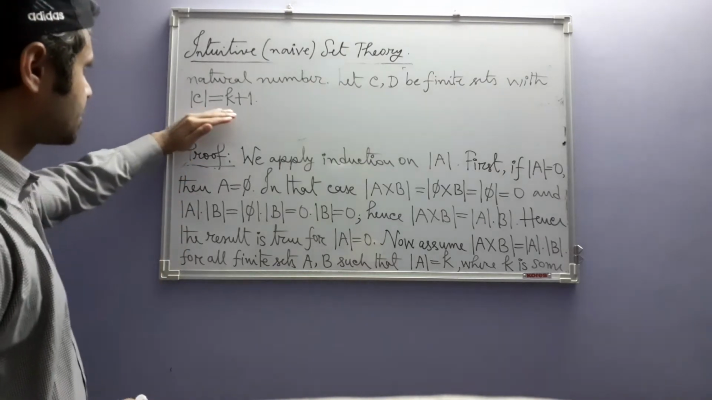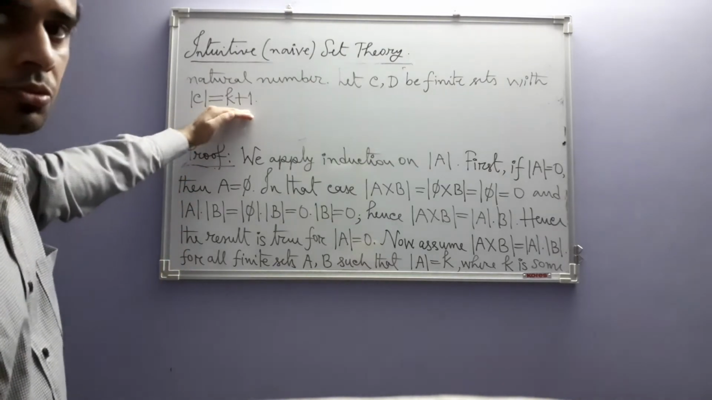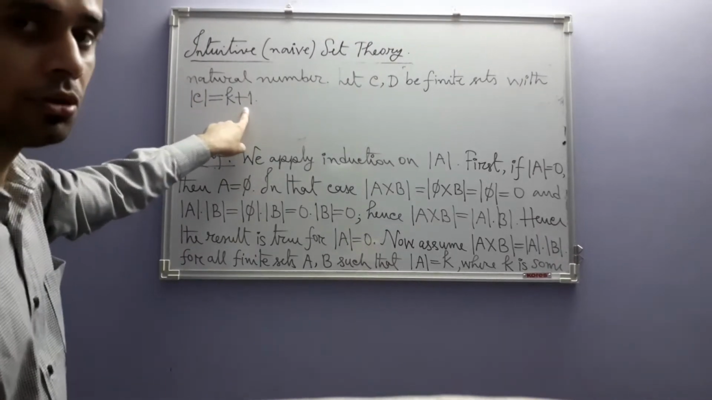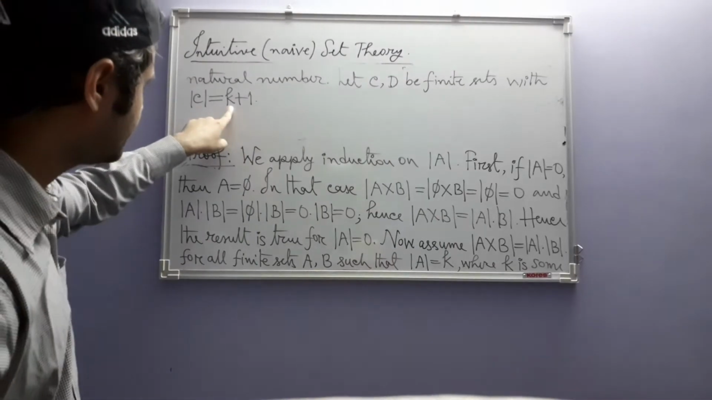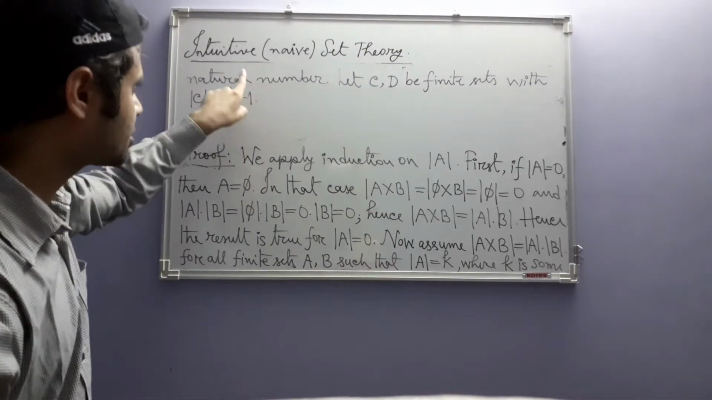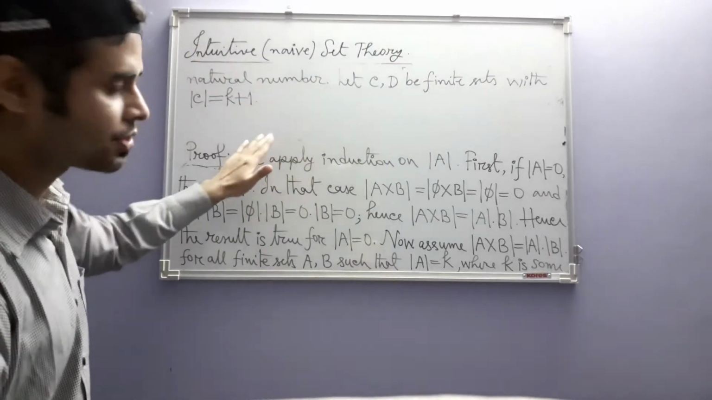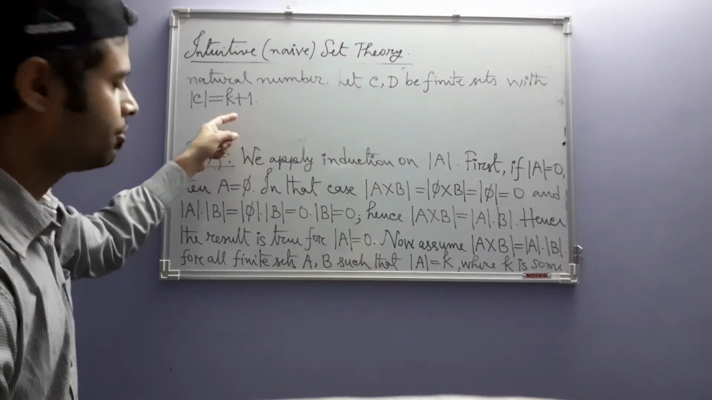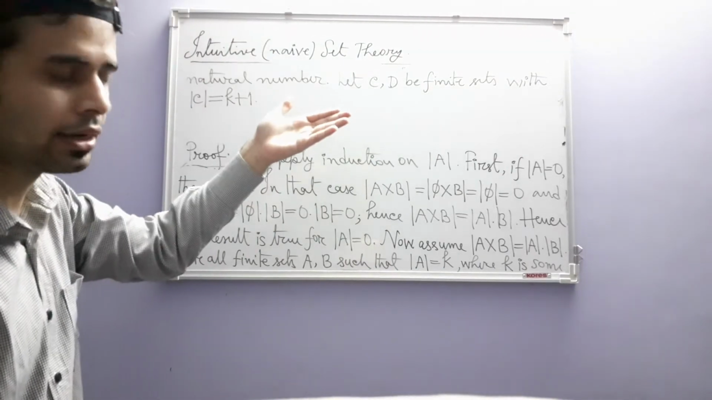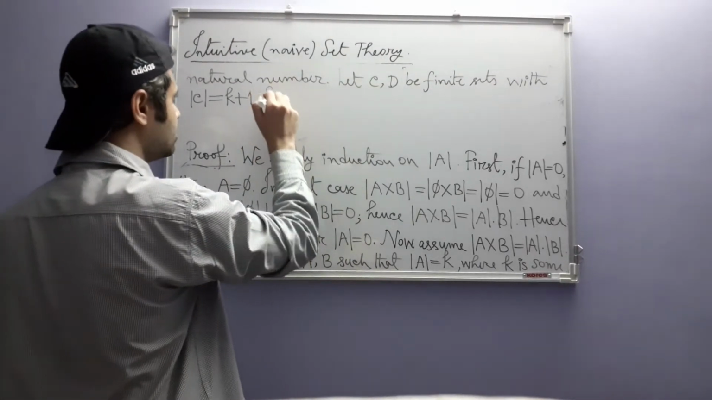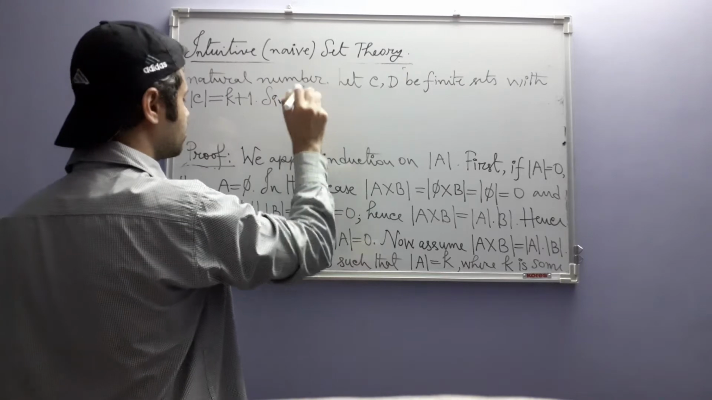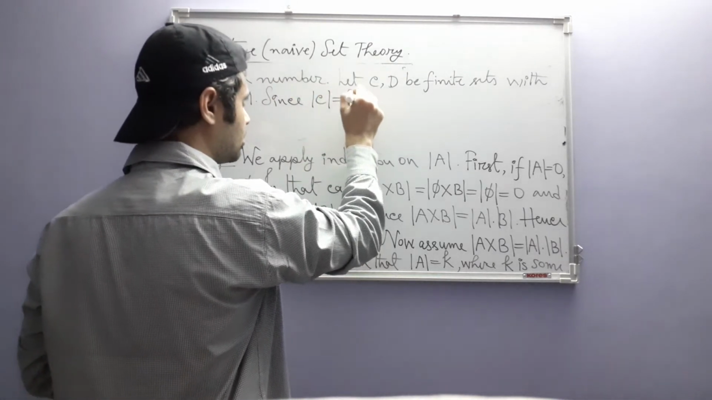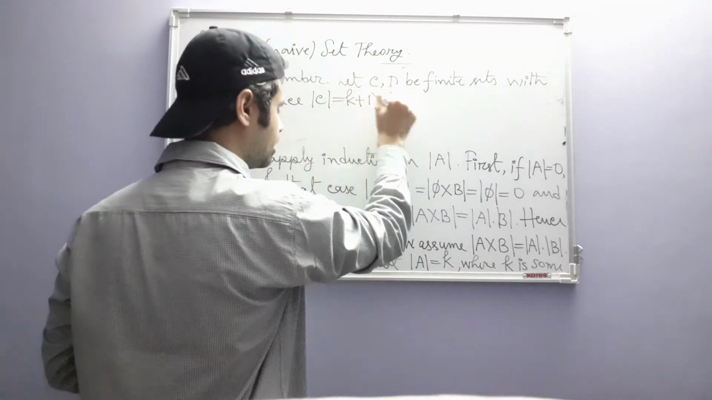Note that the cardinality of C is equal to k plus 1, which means it is not 0, because k is a natural number. So k plus 1 cannot be 0. The least value of k plus 1 is 1 when k is equal to 0, and it can be more than that. So we write that since k plus 1 is greater than 0, C is non-empty.